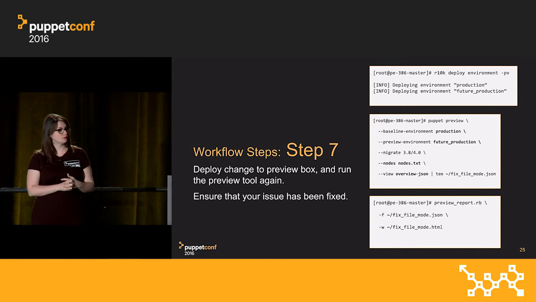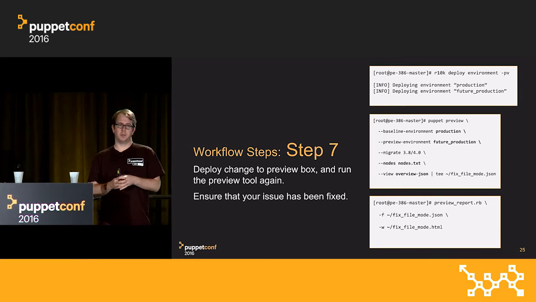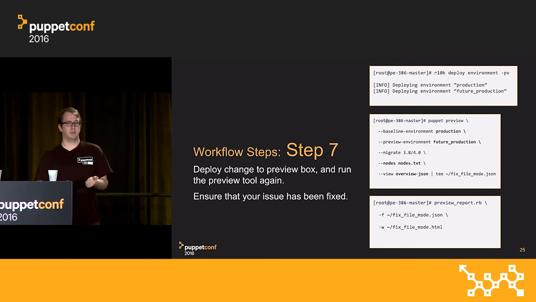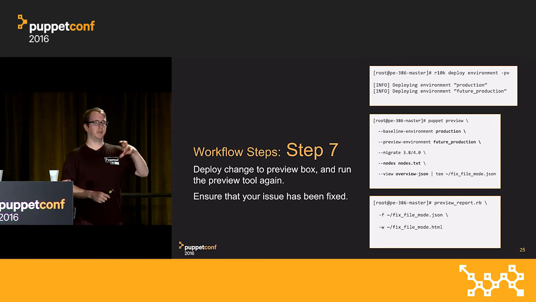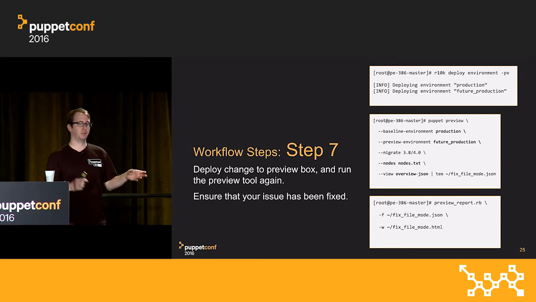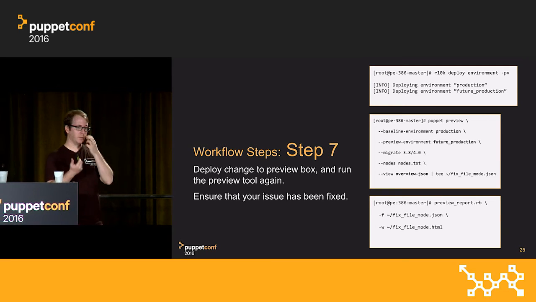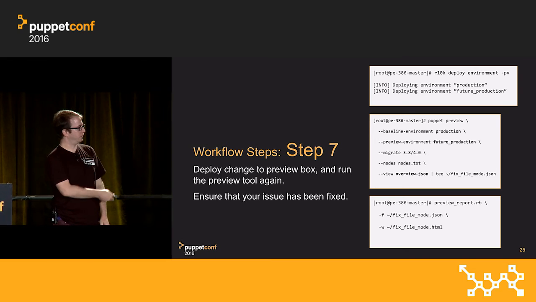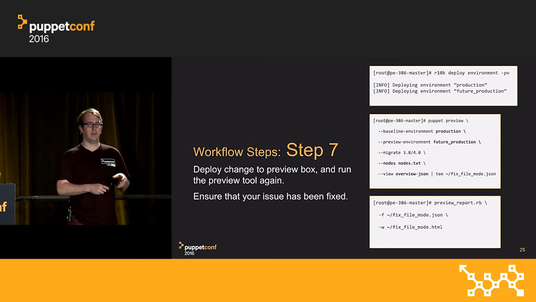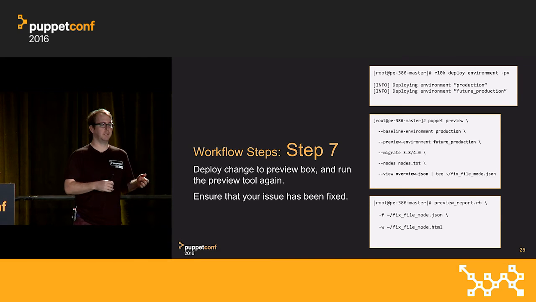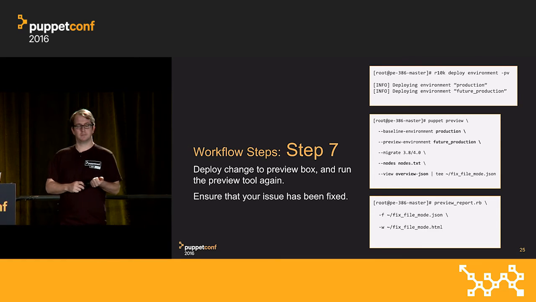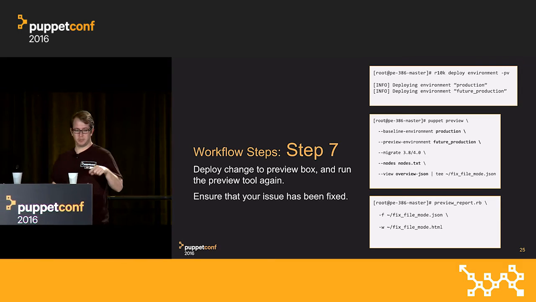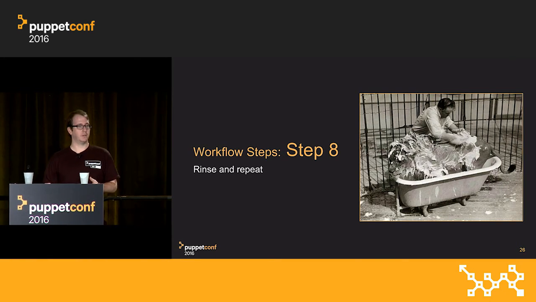Once you've got that initial fix in place and merged back in to future production, you're basically going to repeat that process. You're now going to deploy it one more time on the preview box to bring in that change you just made, and then run the preview tool one more time. That'll generate a new report. You can convert it to HTML if you wish, and then see if that issue is still there. Okay? If it's not, good job. If it's still there, go back and try to keep fixing it.